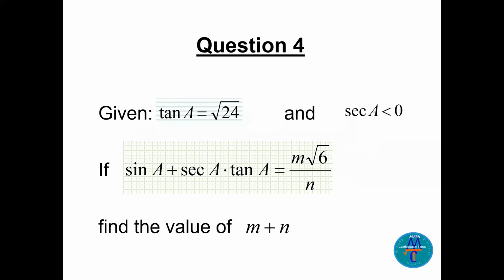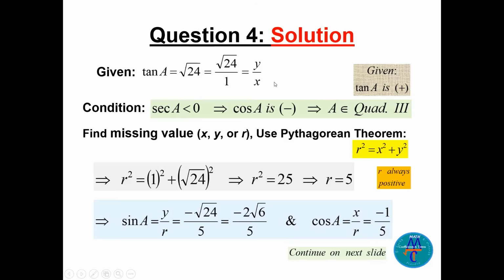Question number 4 is really nice. Given tan of a is square root of 24 and secant of a is less than 0, if sine of a plus secant of a times tan of a is equal to m square root of 6 divided by n, so we need this expression here, where m and n are numbers, find the value of m plus n.